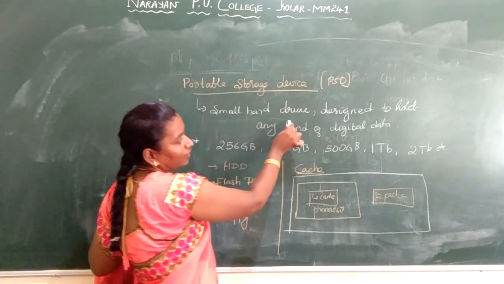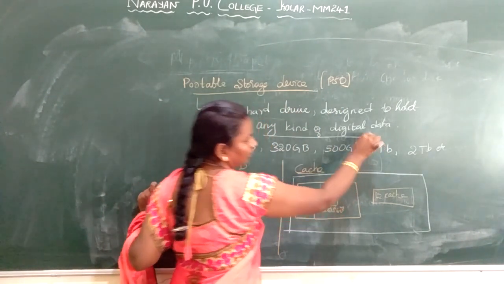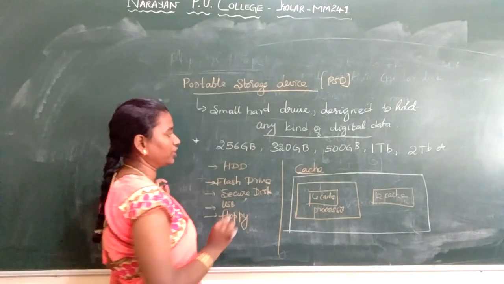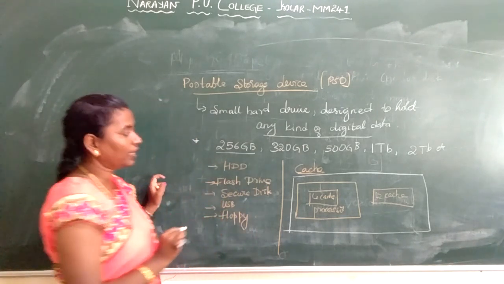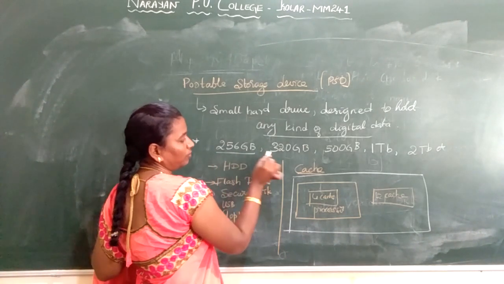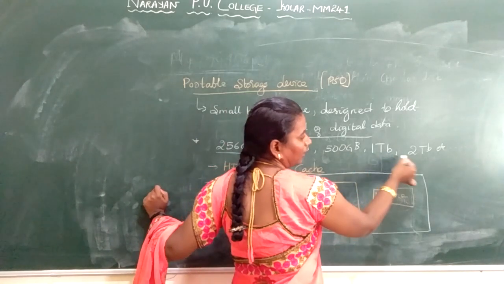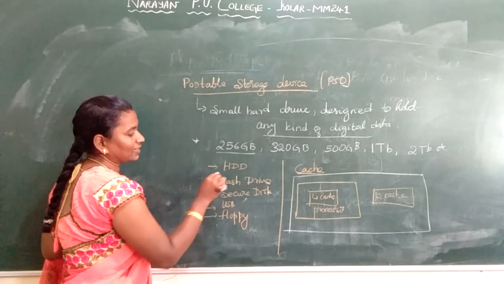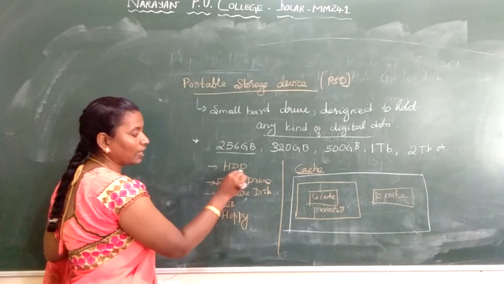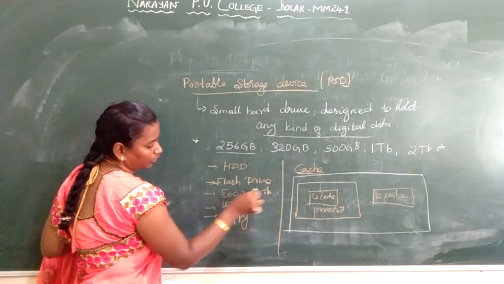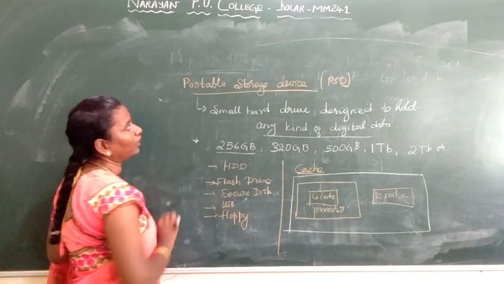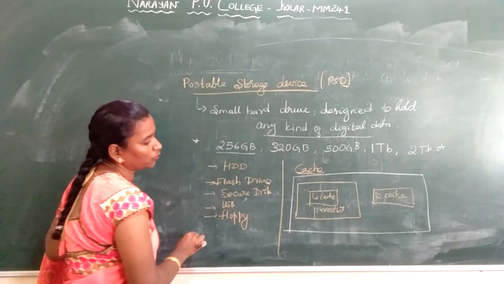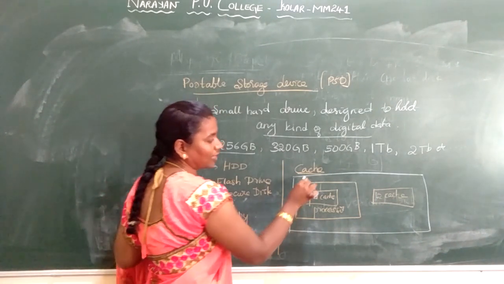It is a small hard drive designed to hold any kind of digital data. I repeat, portable storage PST can hold any kind of digital data. The capacity of your PST is in the range of 256 GB, 300 GB, 500 GB, 1 TB or 2 TB. What falls under the portable storage device examples? We have hard disk drive, flash drive, secure disk, USB, floppies.